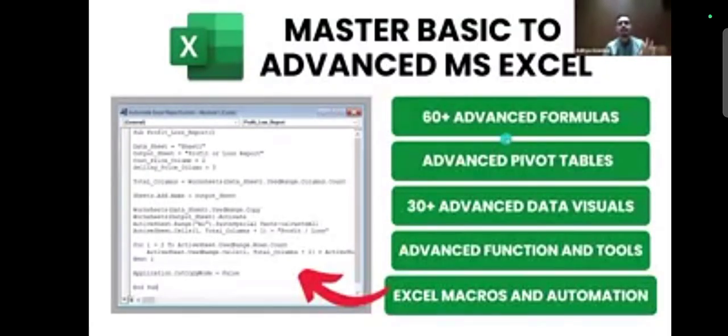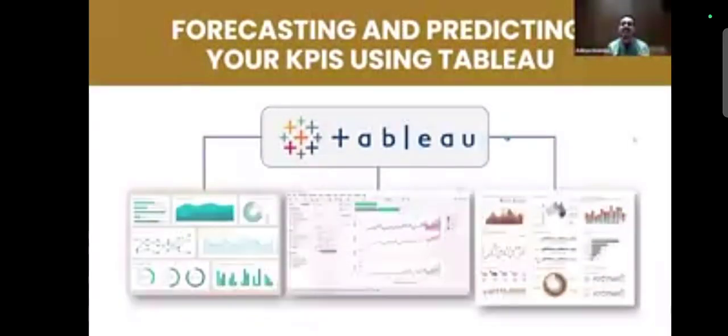Okay, then comes skill number five. It is forecasting and predicting your KPIs using Tableau. Now, guys, number one BI tool in the world, definitely Power BI. But what is the number two BI tool? It is Tableau.